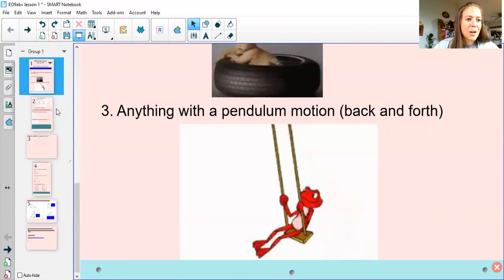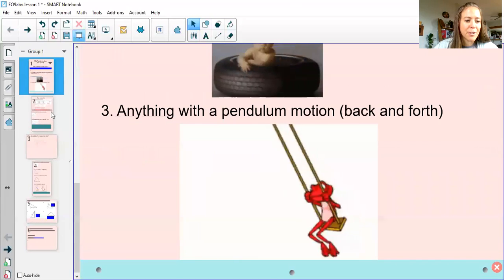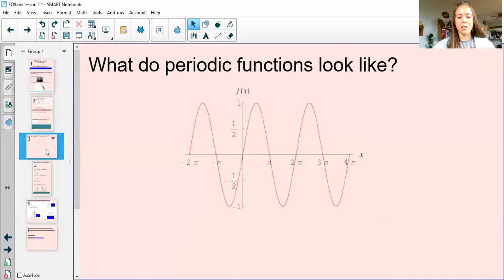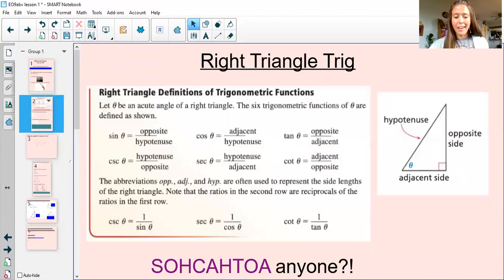So what does this look like if we were to graph it? It looks a little bit something like this. We're going to get to graphing later on in the unit, but I just wanted to give you a snapshot of what the graph of a periodic function looks like. The value repeats itself time and time again. So now let's back up. We need to learn some trig before we can move forward with our periodic functions.